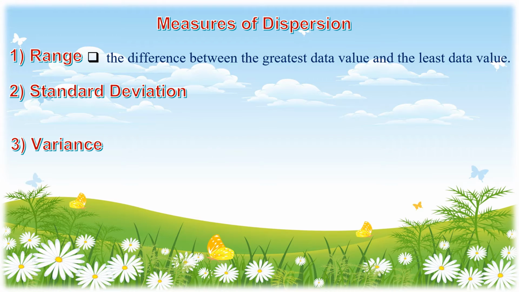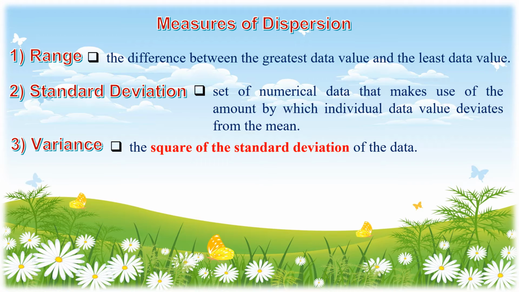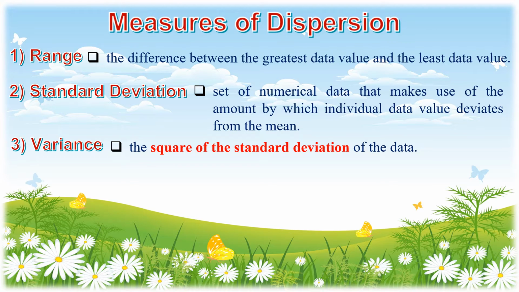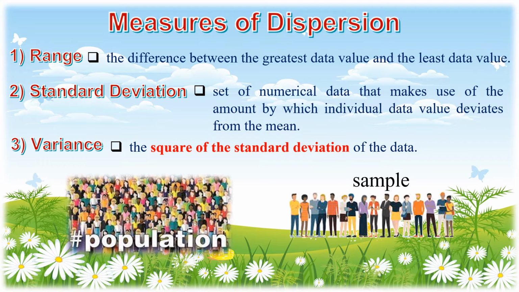Range is the difference between the greatest data value and the least data value. Standard deviation is the set of numerical data that makes use of the amount by which individual data values deviate from the mean. And variance is simply the square of the standard deviation. So when we are computing the measures of dispersion, take into consideration if the data is a population data or a sample data.